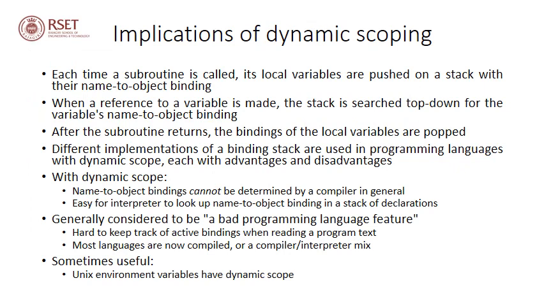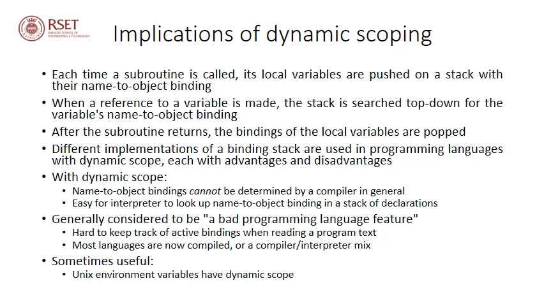Now let's see the implications of dynamic scoping. Each time a subroutine is called, its local variables are pushed on a stack with their name-to-object binding. We know that the corresponding activation record will be pushed onto the call stack. When a reference to a variable is made, the stack is searched top down for the variable's name-to-object binding. That is, it first searches the current activation record. If it is not present there, it will go one step down and check in the function which has called the current function, and check if the variable is present in that particular function, and so on. After the subroutine returns, the bindings of the local variables are popped out of the stack.